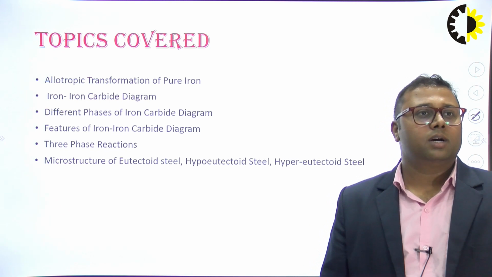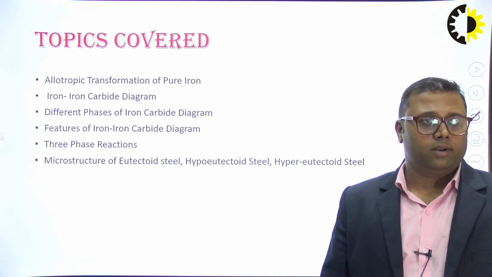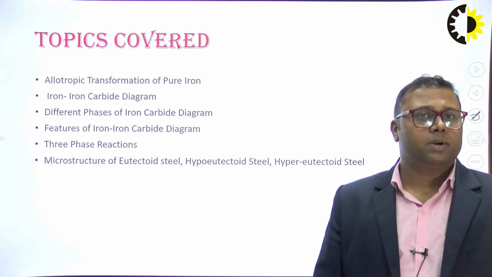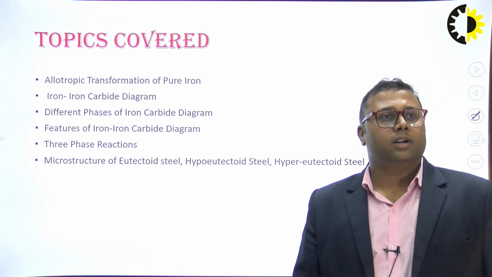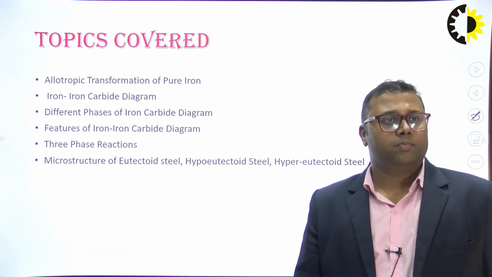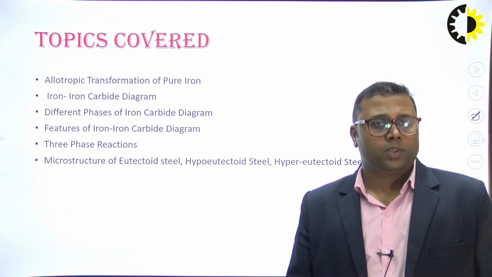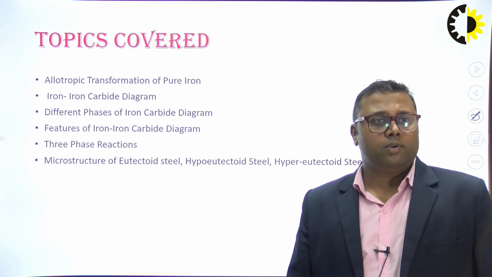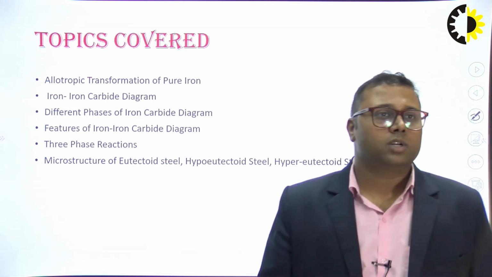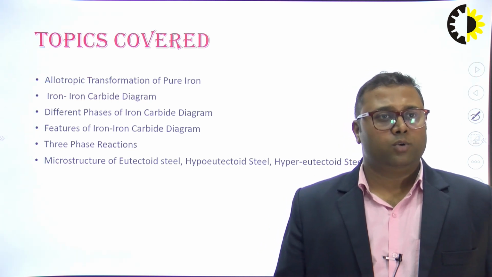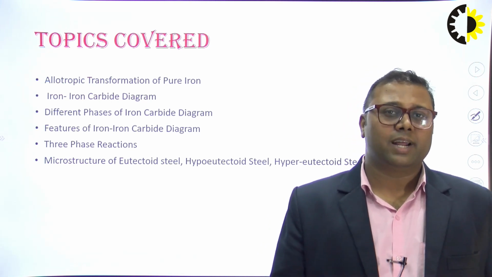First topic is the allotropic transformation of pure iron, then the iron carbon diagram. After that, different phases of the iron carbon diagram, features of the iron carbon diagram, and the various reactions occurring in the iron carbon diagram, and so on. We will study the various microstructures of eutectoid steels, hypoeutectoid steels, and hypereutectoid steels.